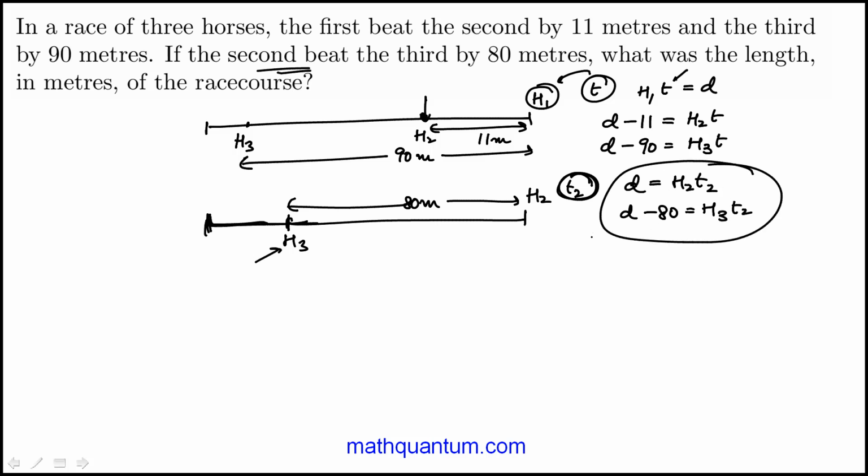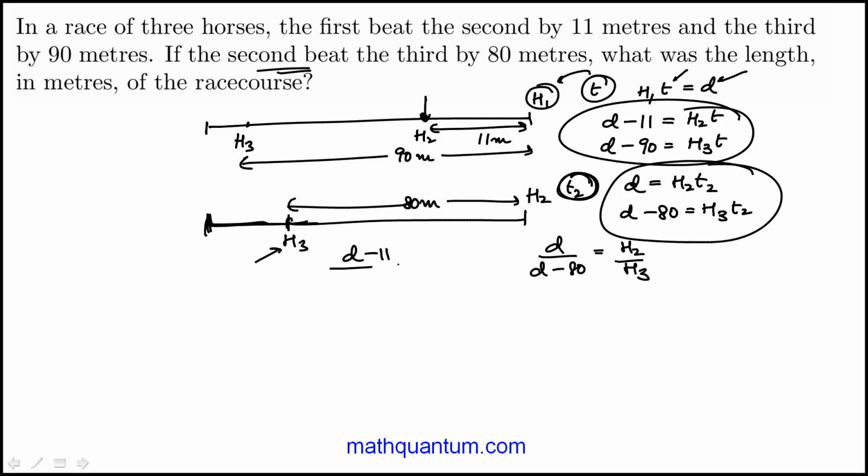The key thing is that I can divide these two out to give me a ratio of H2 over H3. And I can do the same here. You'll see you don't really need that one. And we'll get D minus 11 over D minus 90 is H2 over H3, because again here T would drop out. And if we equate these two, we have an equation with just one variable, which is the length of the race course. So this is our final equation, and since we don't have any answer choices, we can't even plug in.